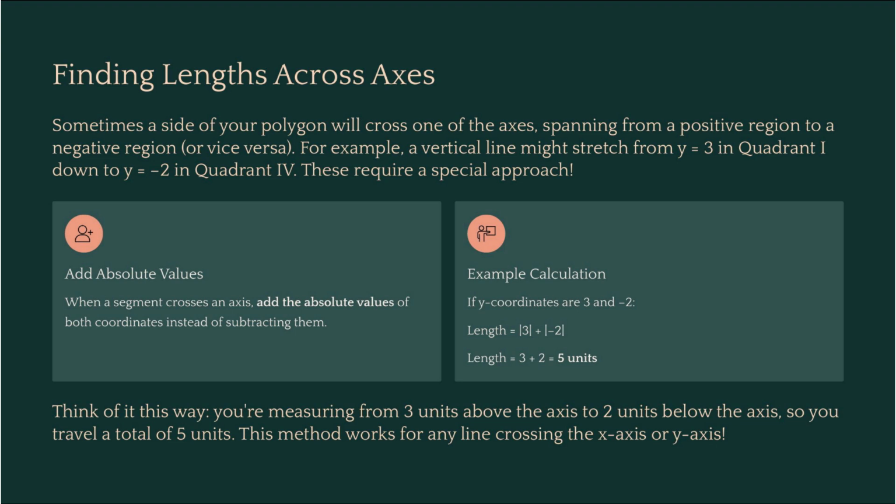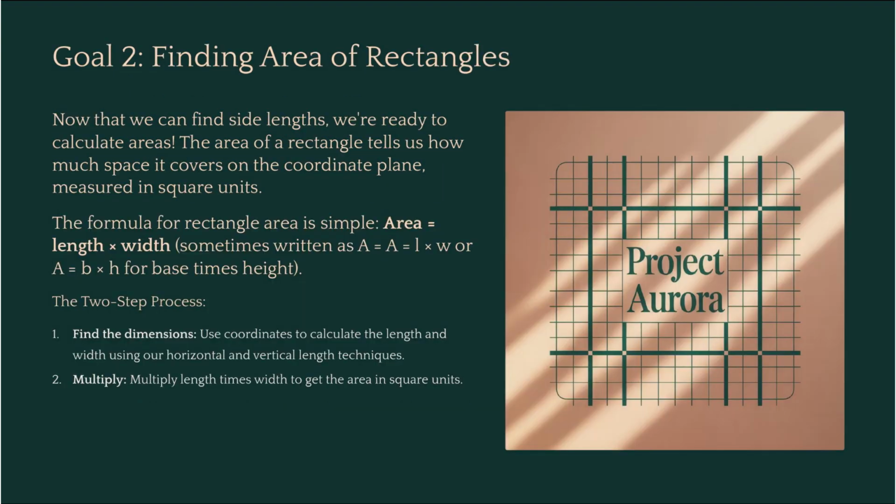The total length is 3 plus 2, which is 5. When a line segment crosses an axis, you simply add the absolute values of the coordinates that are changing. Once we find the side lengths, we can easily calculate the area of the polygon. For a rectangle, the formula is straightforward.